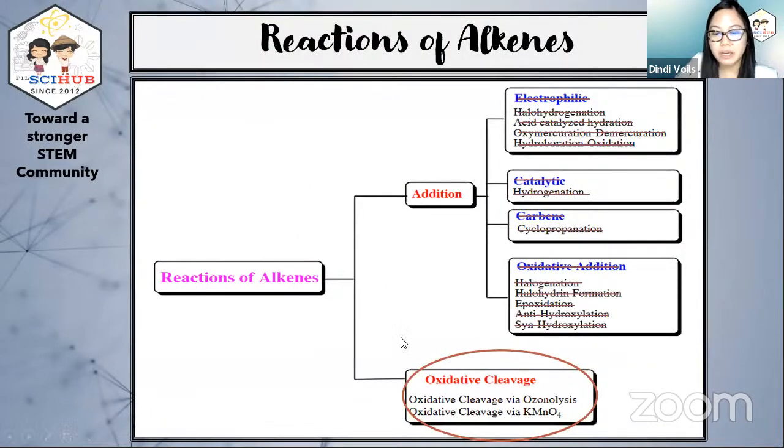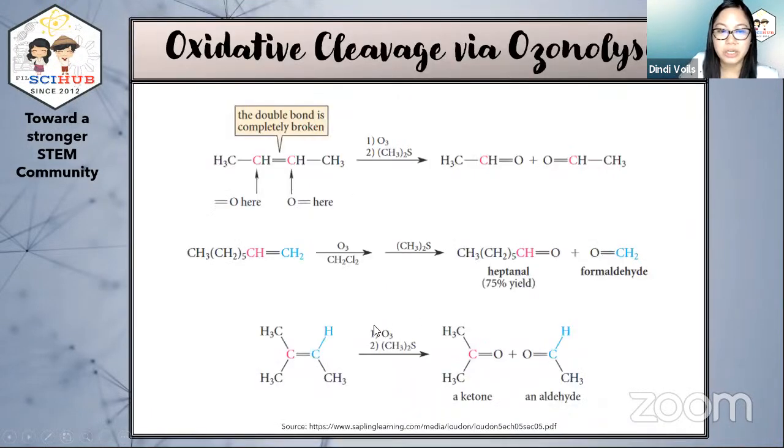And finally, you have the oxidative cleavage. You can use ozone to break the double bond here, forming an aldehyde, two aldehydes, depending on the substituents around the double bond. It can form two aldehydes, or a combination of aldehyde and ketone. For example, here we form a heptanal and formaldehyde. And then in the third example, we form a ketone and an aldehyde.